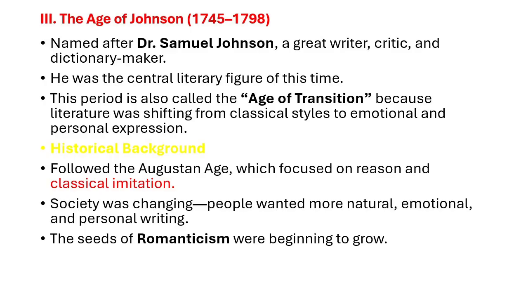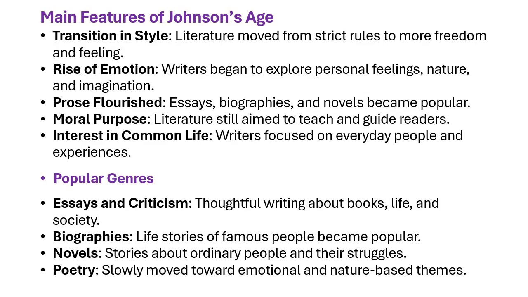The main feature of Johnson's age is transition in style. Just now we have discussed that this age is also known as the age of transition because people were shifting from strict rules to emotions. Literature moved from strict rules to more freedom and feelings. With the rise of emotions, writers began to explore personal feelings, nature, and imagination. Prose flourished. The beginning of prose was in the Augustan age, but here essays, biographies, and novels became more popular.